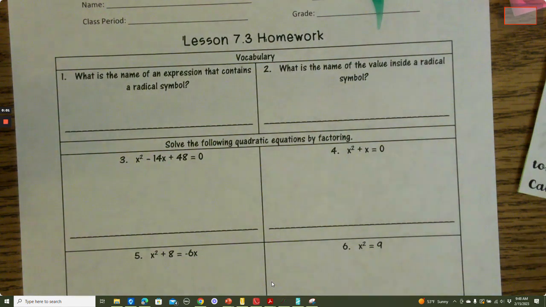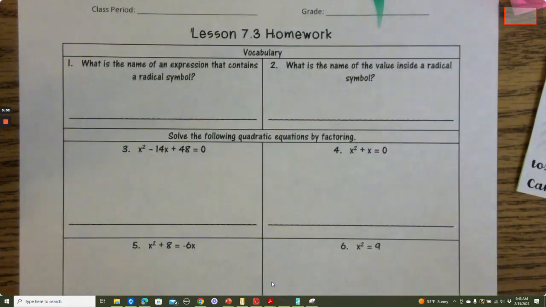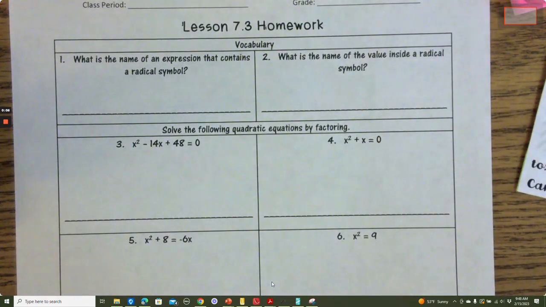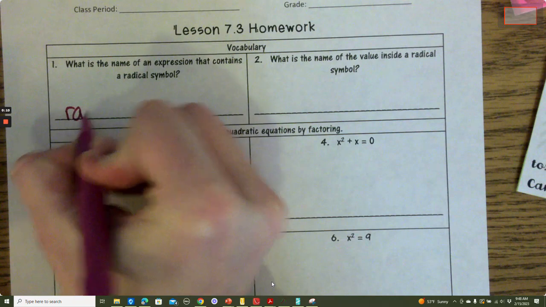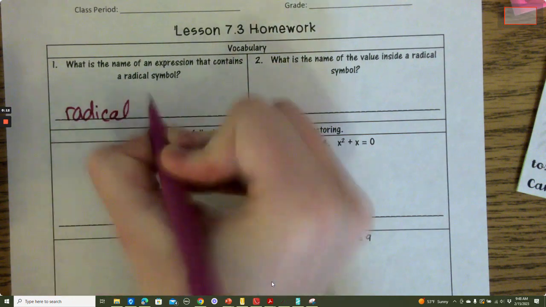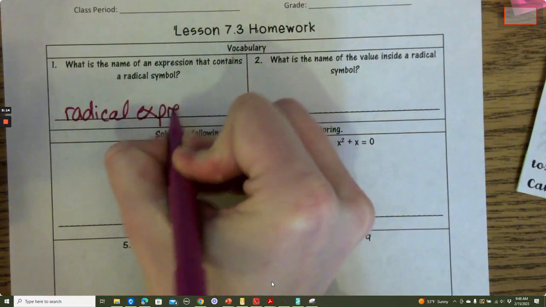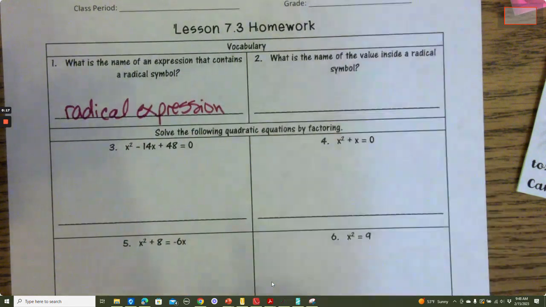This video is for the lesson 7.3 homework. So number 1, it says, what's the name of an expression that contains a radical symbol? This is a radical expression. And the only time we're going to use that this unit is when we're using the quadratic formula, which is tomorrow. We'll see those tomorrow.